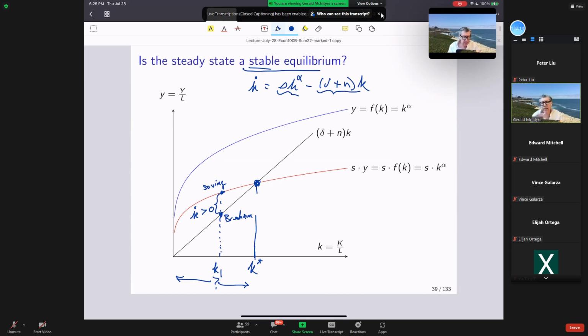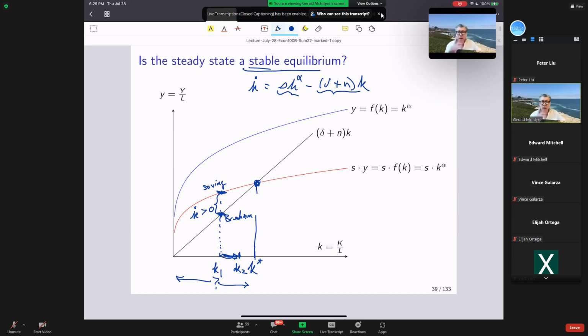And small K dot is how small K changes. So K dot being positive means K goes in this direction. And we know exactly how much it goes. This is the gap between the two. If this vertical gap is this horizontal distance, then it has to go to K2, and we got closer to K star. In other words, the economy moves back towards its original steady state, which means that this steady state was stable from below.